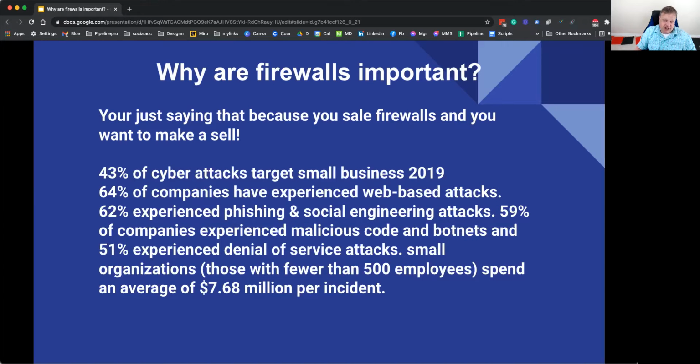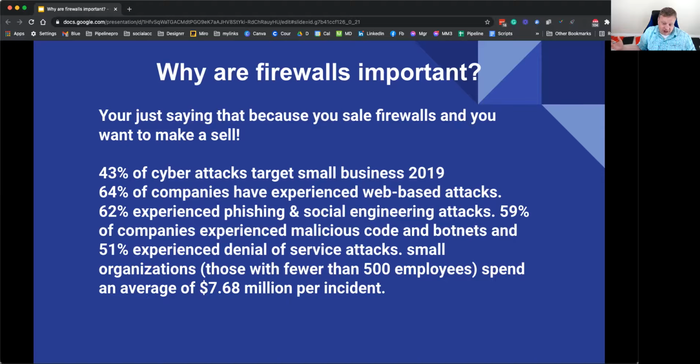Look at these statistics. It's kind of scary. 43% of all cyber attacks targeted small businesses in 2019. That was before COVID. Now that COVID's hit and we're slowly getting out of COVID, it doesn't matter which side of the line you're on with it, you've got to think about that. It has gone up tremendously. 64% of all companies have experienced a web-based attack. What does that mean? That means their website's taken down, their email's taken down, something along those lines. That's one of those things that you have to look at.